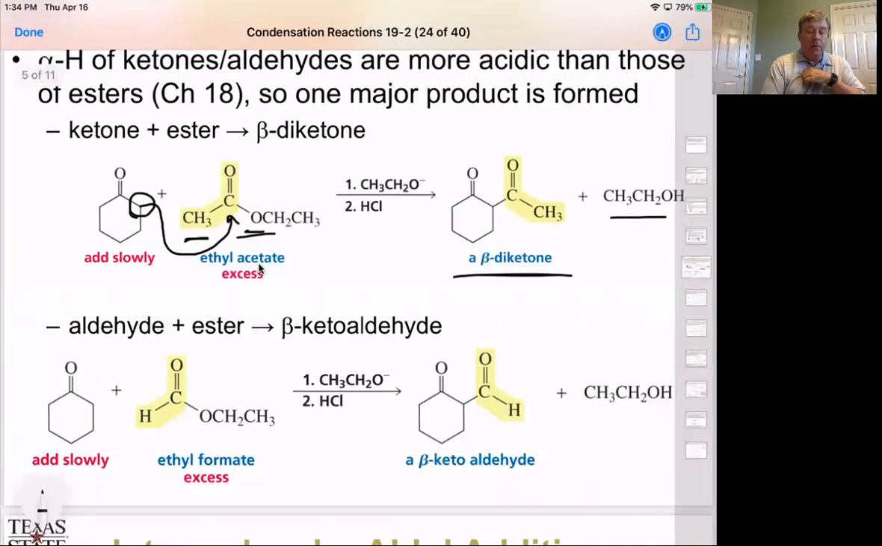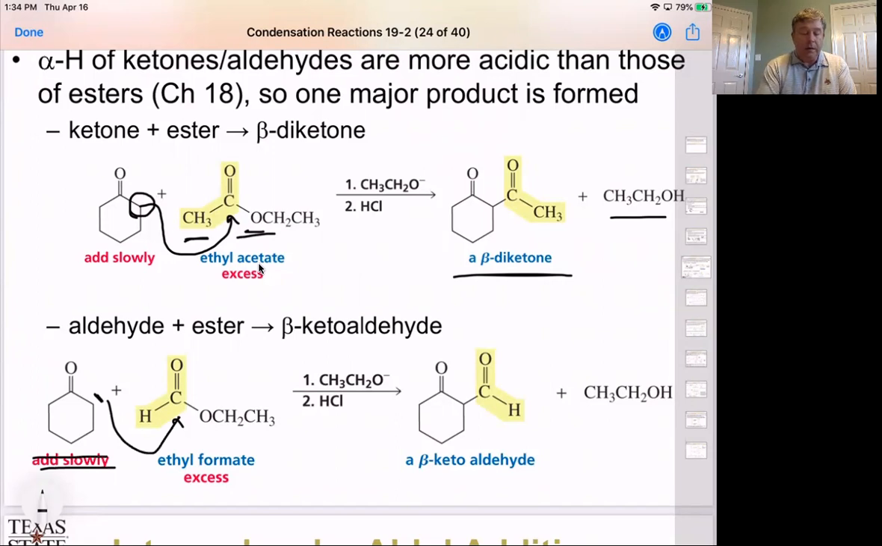Now, if you want to form an aldehyde with the system, you just have to design it correctly. You want to, again, use your ketone right here. And remember, that ketone is the only way you're going to form the enolate ion here. It is then going to attack your aldehyde. And again, it's not going to kick out a hydride. It's going to kick out the ethoxide as your leaving group.